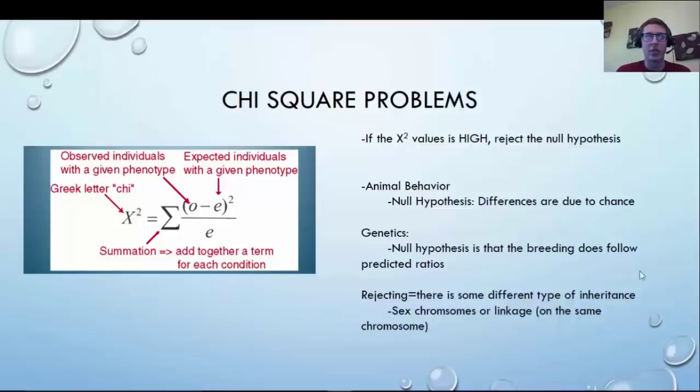Rejecting in a genetics problem is a little tricky because it probably means that there's some different type of inheritance. It isn't the one that was suggested. So that could be because it's on a sex chromosome, or it could be linkage. Remember, we studied linkage in the fly phenotypes, and if it isn't 1:1:1:1 with the linkage, that's probably going to mean that you can reject the null hypothesis and there is linkage. It means they are on the same chromosome.